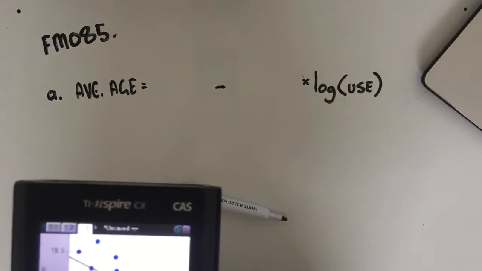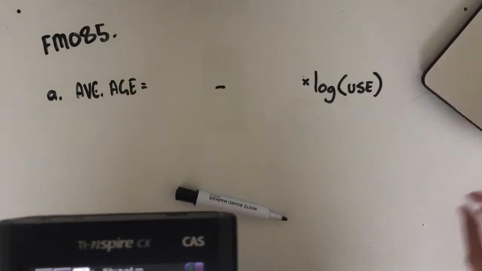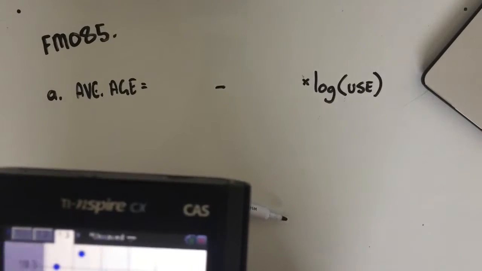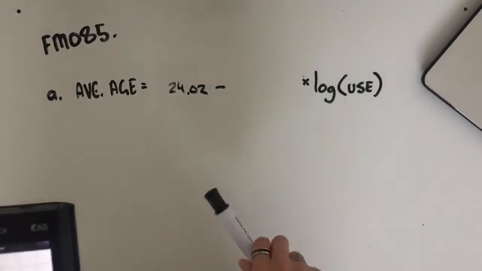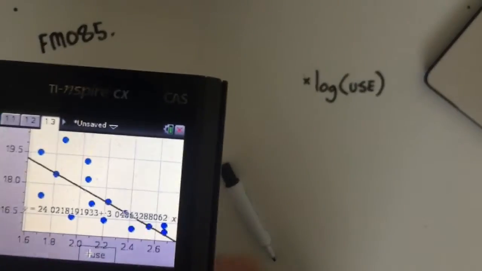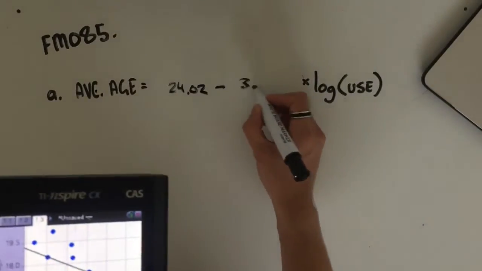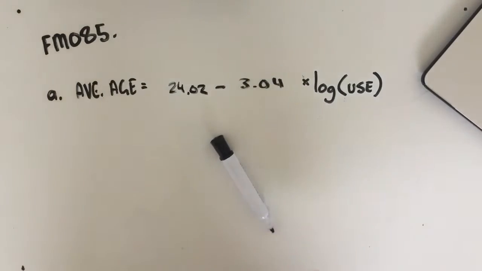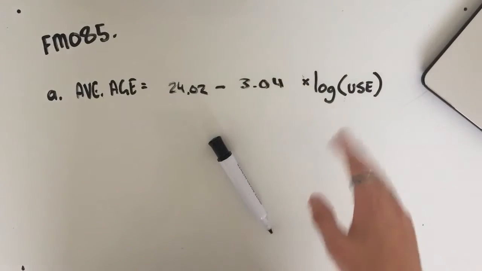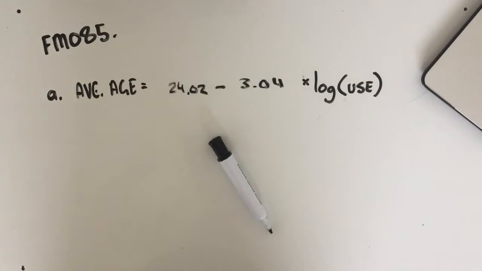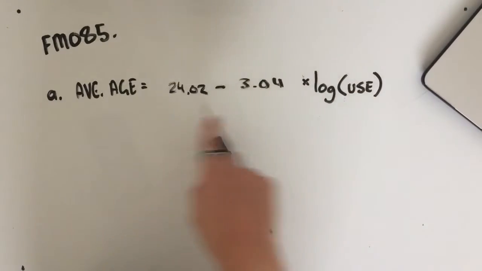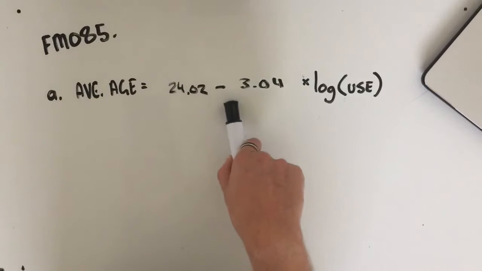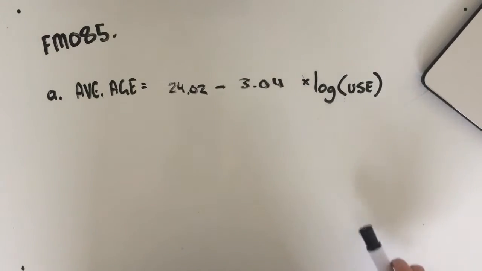So if we pan that out, what does it want it to? Correct to 2 decimal places, so 24.021 is going to be 24.02, minus 3.040 is going to be 3.04. Cool, so let me just check over here. Awesome, and it's going to be times log of whatever our number of uses of hashtag InstaFood is. So that's question A answered. You've got 24.02 minus 3.04 times log of the use.